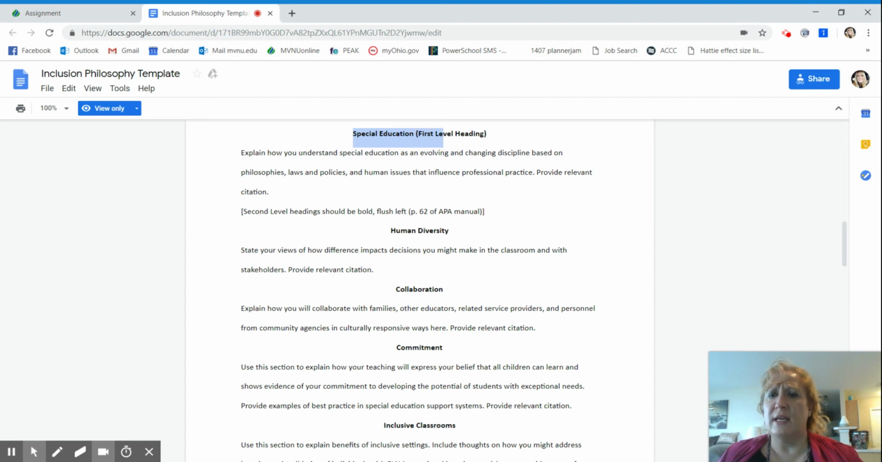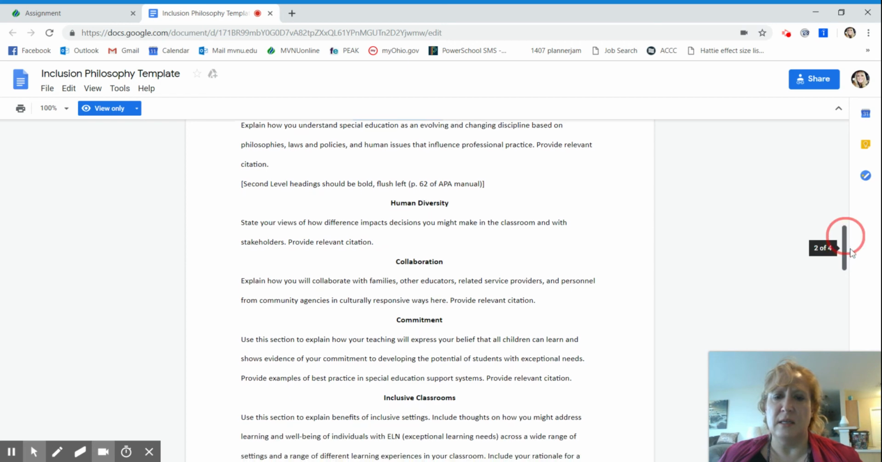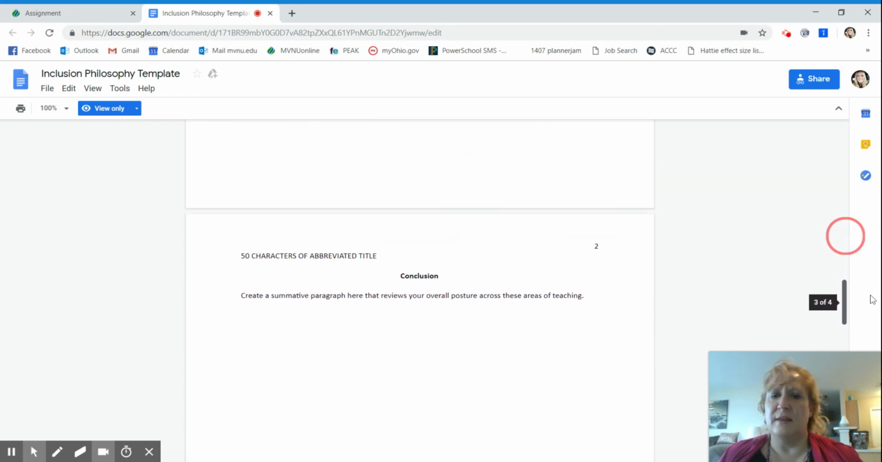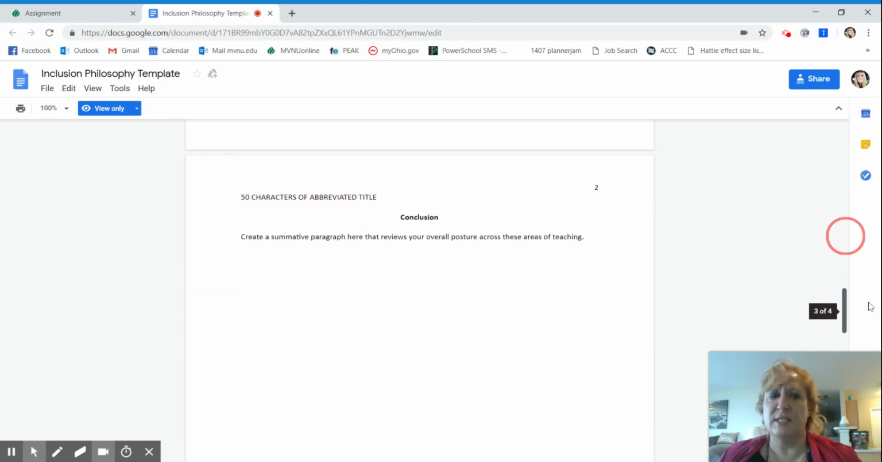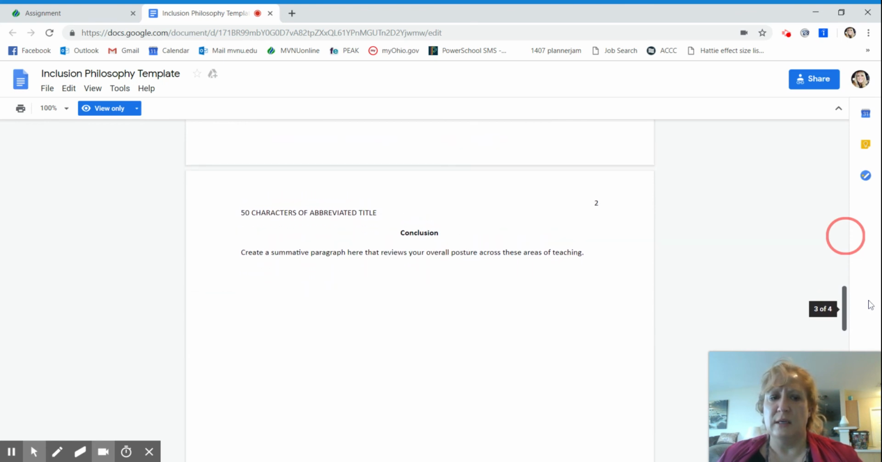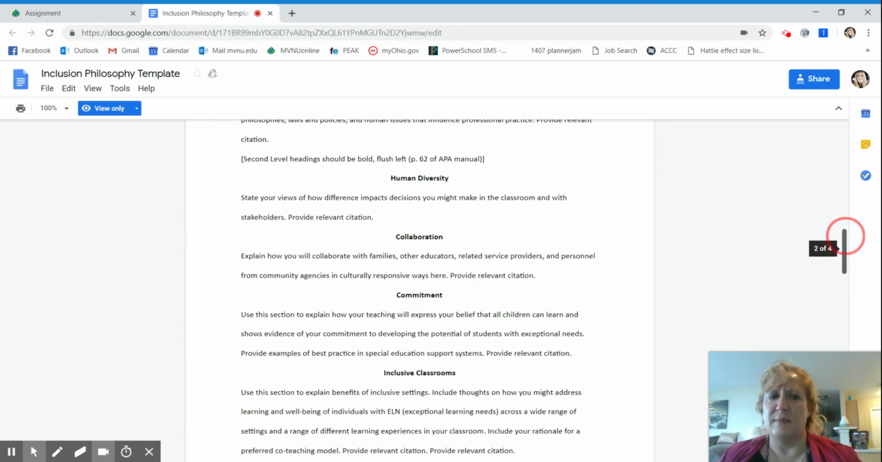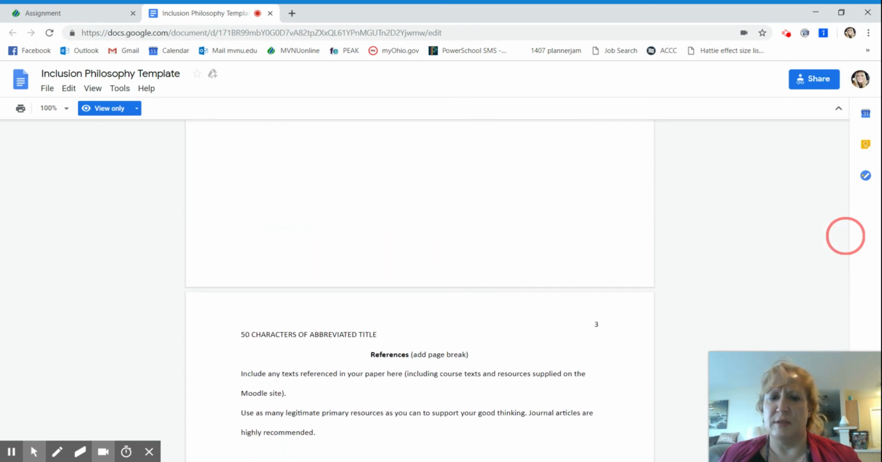Then you're going to write underneath of there, talk about everything that you've learned about special education. Then you're going to write a section on human diversity. Then a section on collaboration. Then a section on commitment. Then a section on inclusive classrooms. And then you're going to write your conclusion. So really spend some time this week putting together a rough draft in the time that you have available, since there's only one assignment this week.